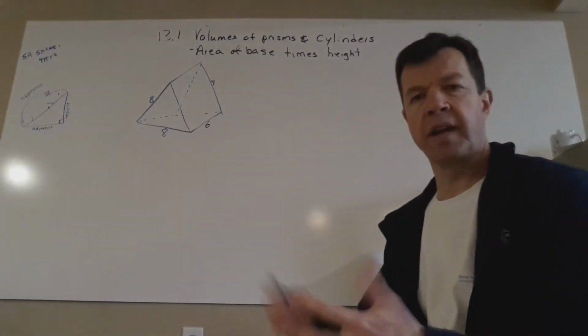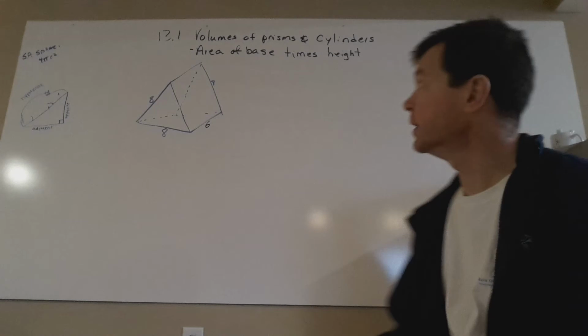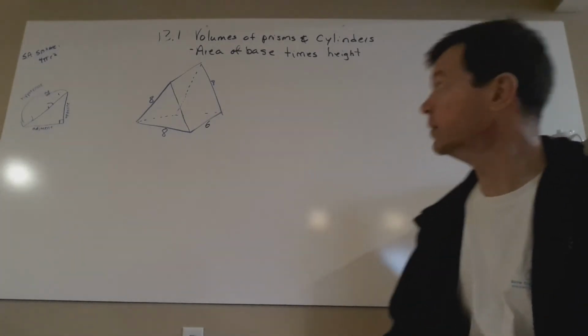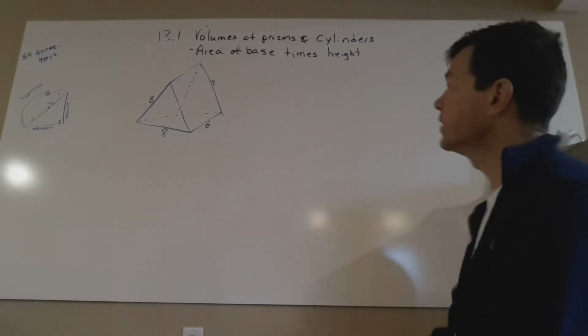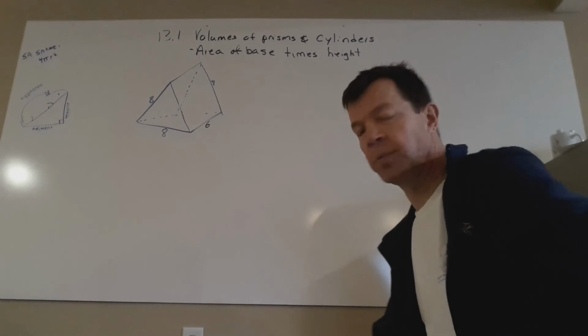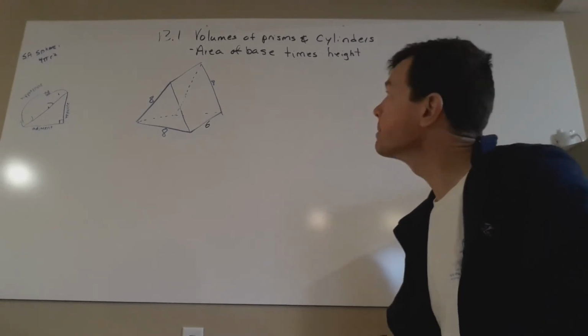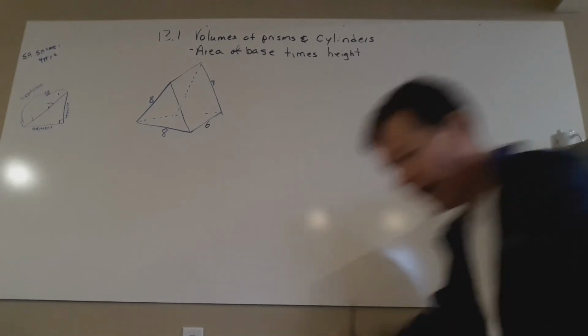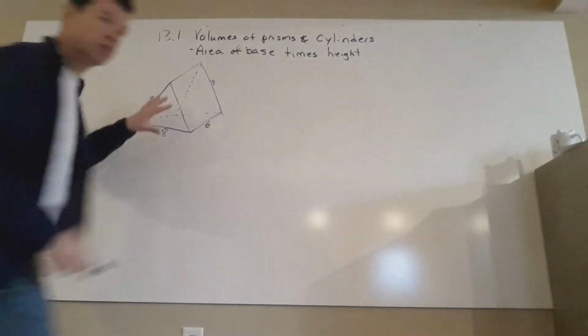Hello, I just want to add a few more examples here for this section 13.1 on finding volumes of prisms, cylinders, and so on. Anyway, I put up an example here on the board, the triangular prism, and it does not give the height of this triangle. So we are going to have to calculate this.